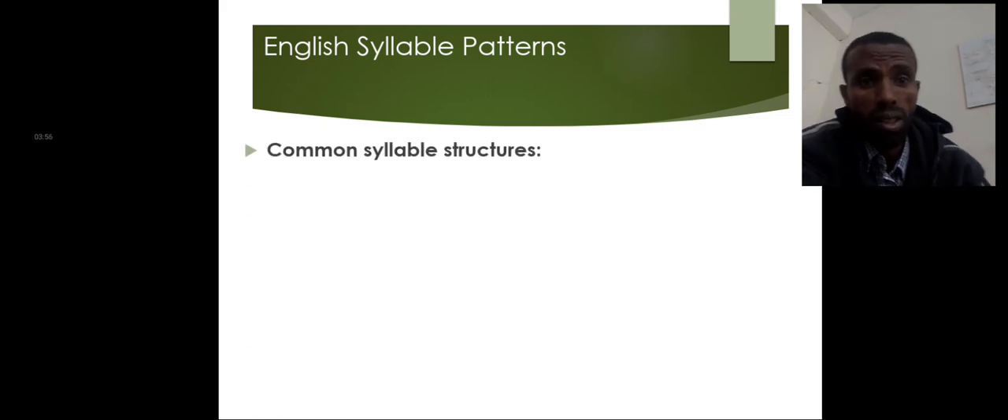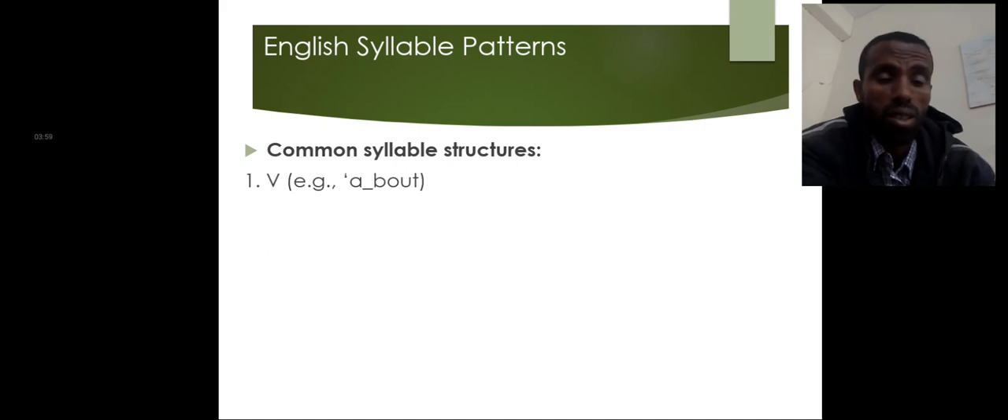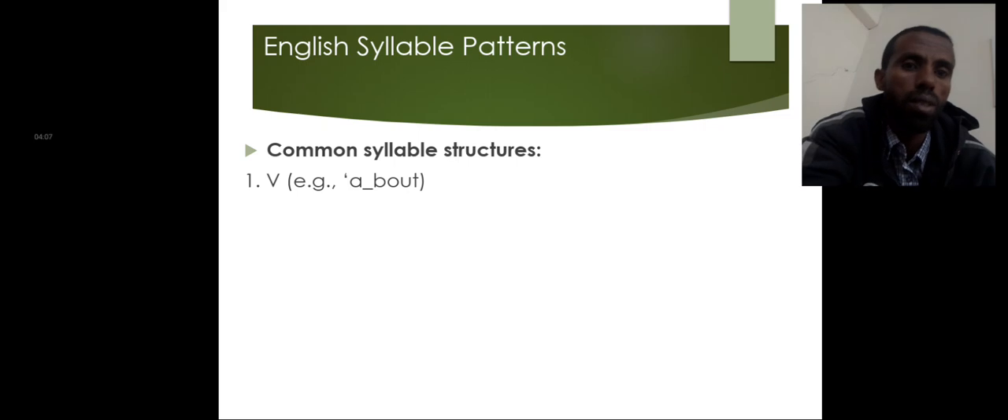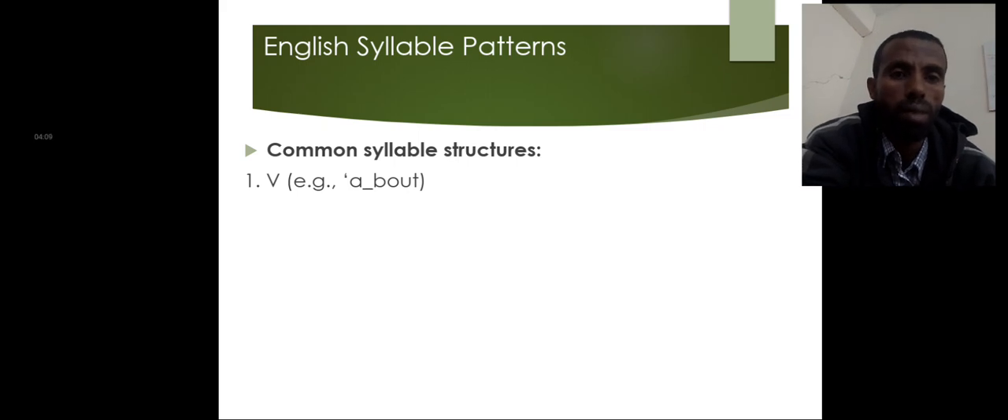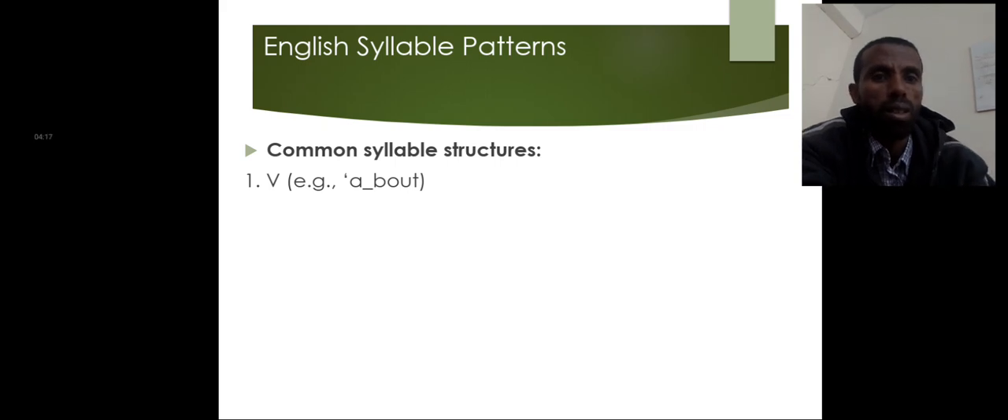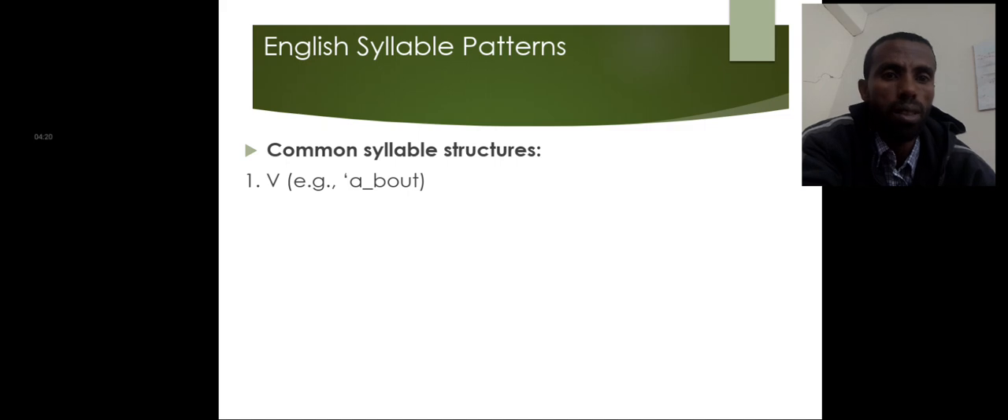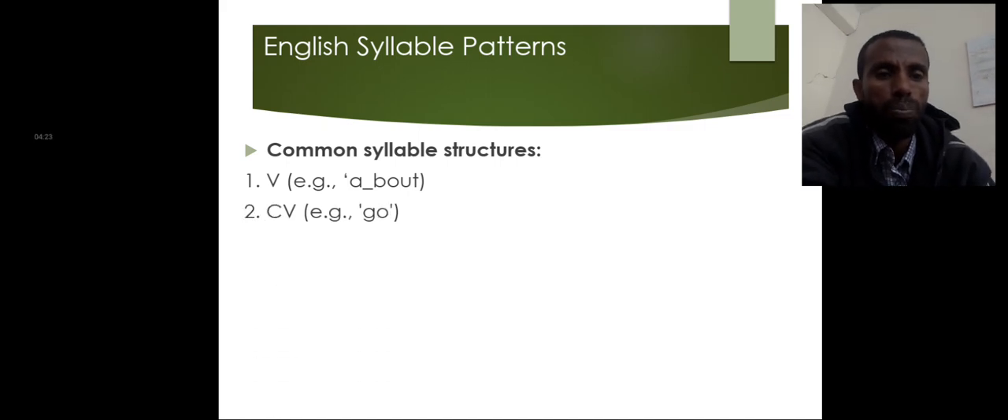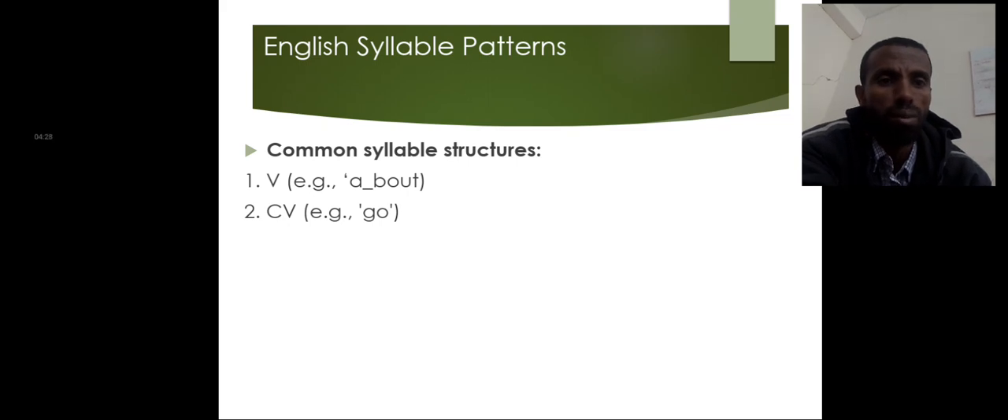Okay, so let's see some patterns, the syllabic patterns or syllabic structure of English. These are the common ones. The first one is V, or the nucleus. For example, in the word about, the first vowel by itself can be a syllable. It's a vowel, it's a nucleus, and it's a syllable by itself. So structurally, it's only vowel. That's what we mean by V. Number two is CV, consonant and a vowel. So we have consonant G and the vowel O.